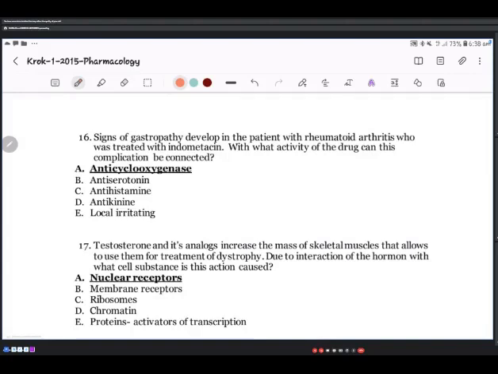Developing the patient. Gastropathy, pathy is a disease. Gastro is the stomach, of course. So signs of gastropathy developing in the patient with rheumatoid arthritis who was treated with indomethacin. With what activity of the drug can this complication be connected?